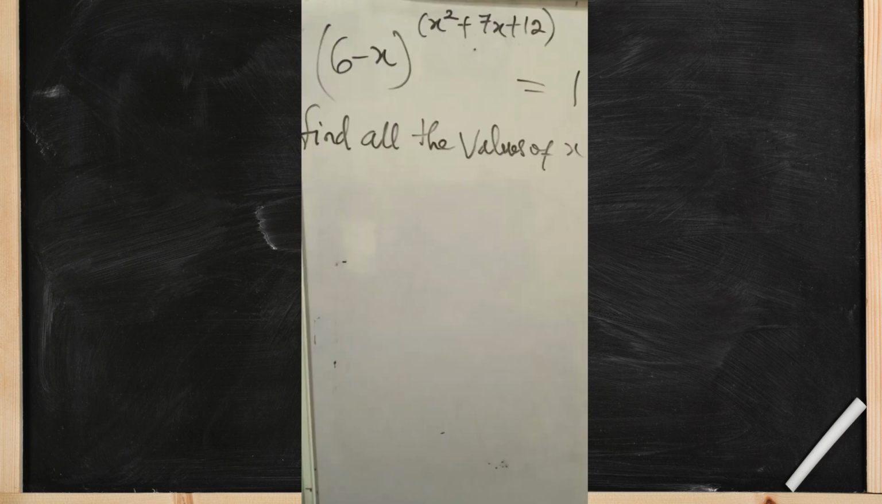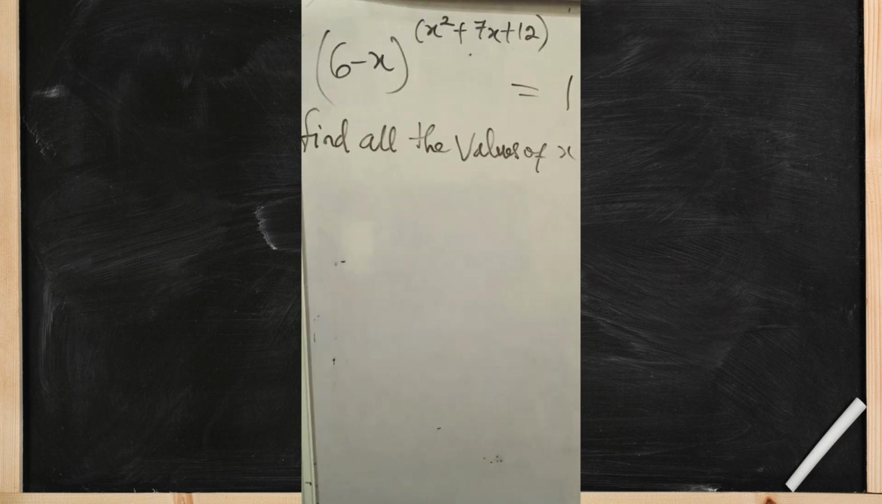So the question for today goes thus: we're having 6 minus x, to the power of x squared plus 7x plus 12, equals 1. Now, the question says find all the values of x, meaning x is not going to give us just one answer, but it's going to give us answers. So find all the values of x. That's what this question is saying.